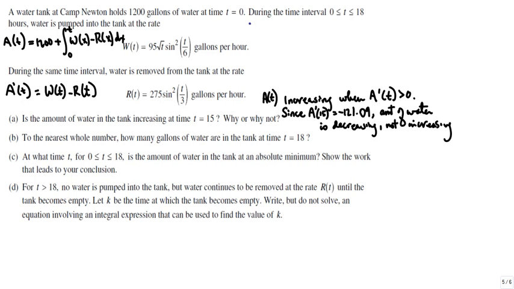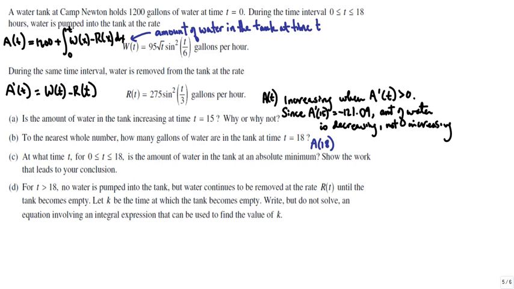Okay, we'll continue with part B. To the nearest whole number, how many gallons of water are in the tank at time t equals 18? Well, our function for the number of gallons of water, or the amount of water in the tank, both of those are synonymous, is already given by A of t above. So that's all I'm looking for here: A of 18.